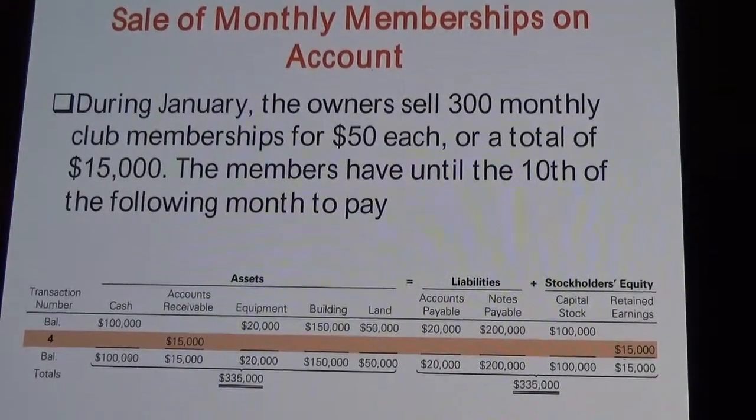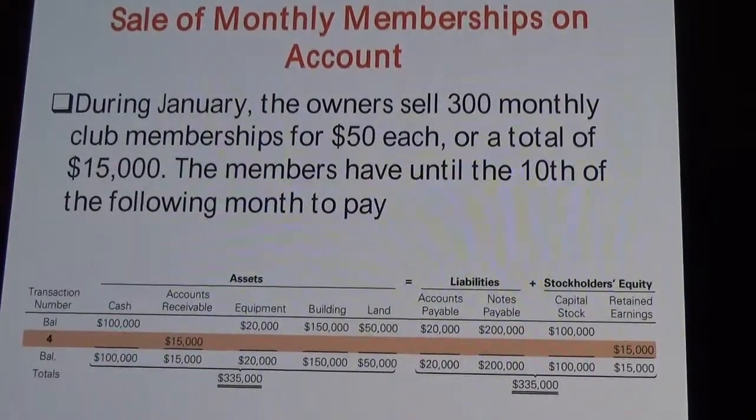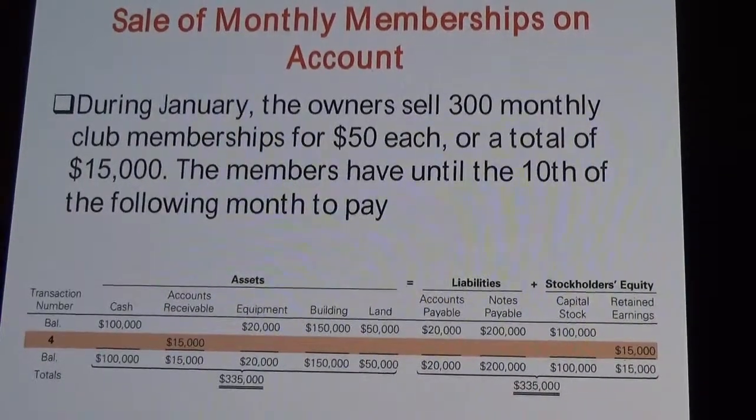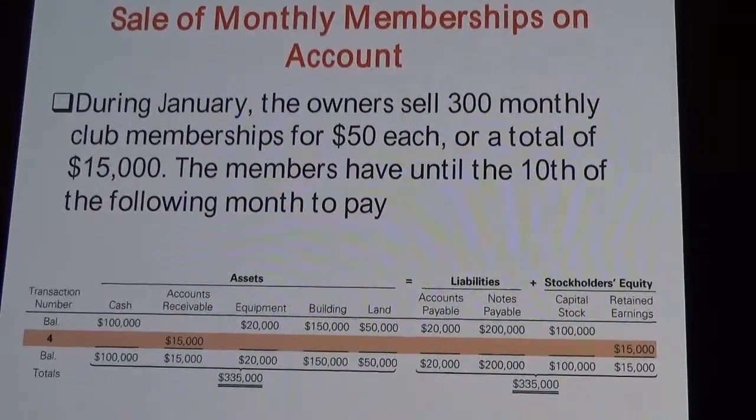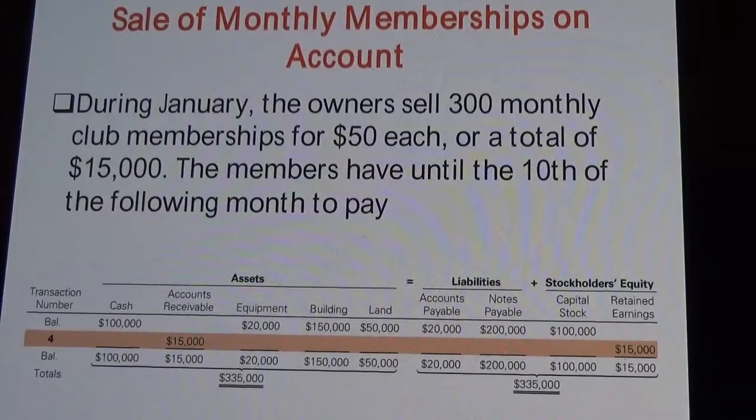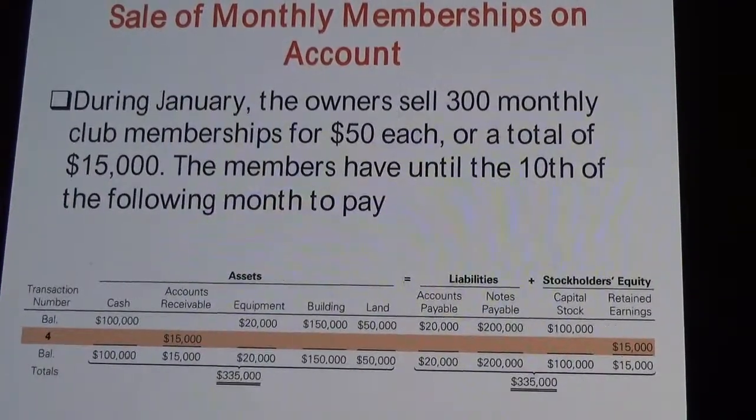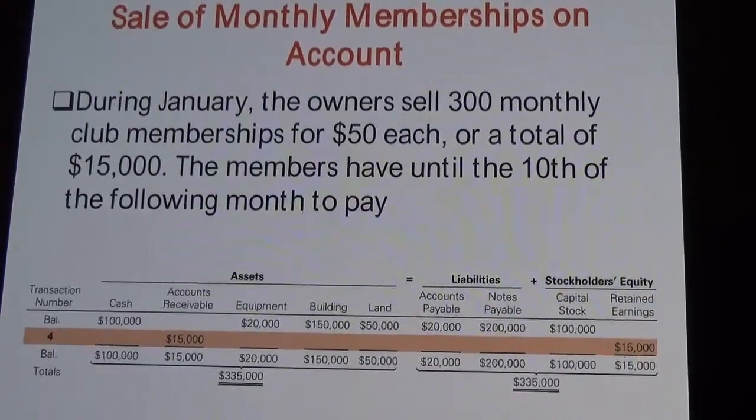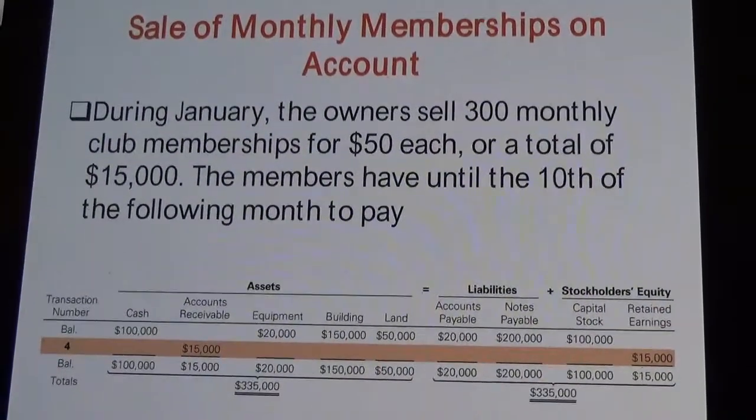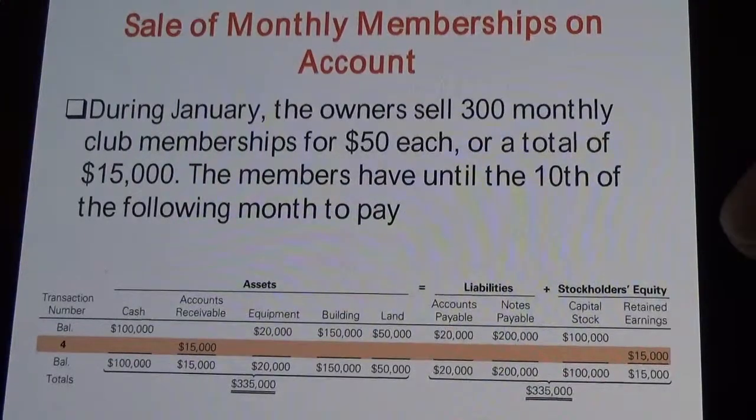And then the fact that these customers haven't actually paid us the money yet, even though we have earned it, means that then it needs to be recorded as accounts receivable for $15,000. So that's money we expect to receive from our customers within 30 days, which would be by the 10th of the following month.